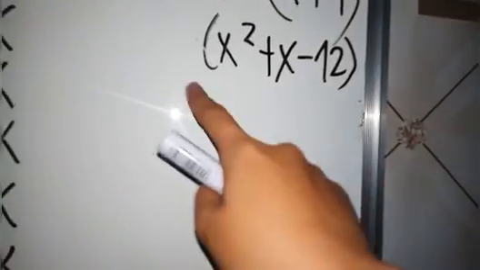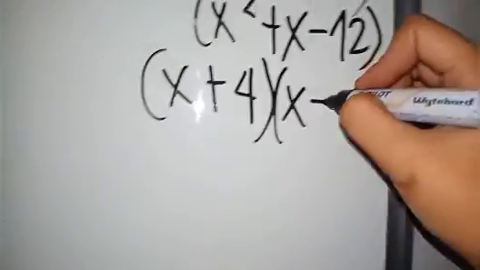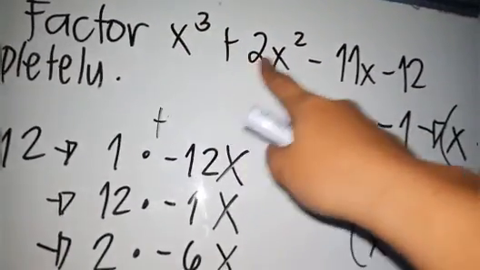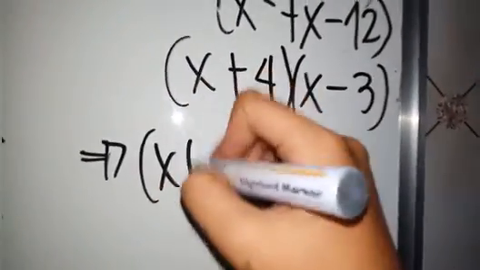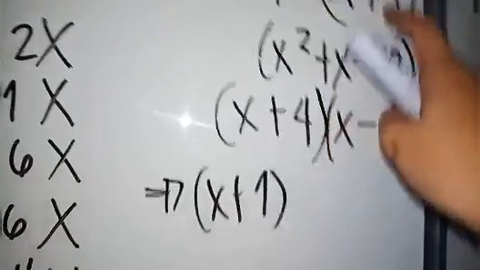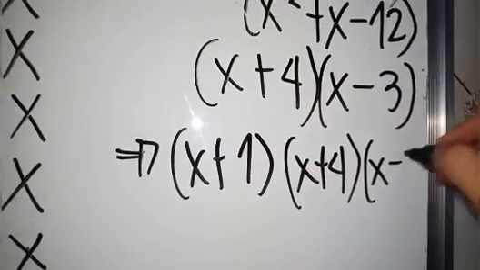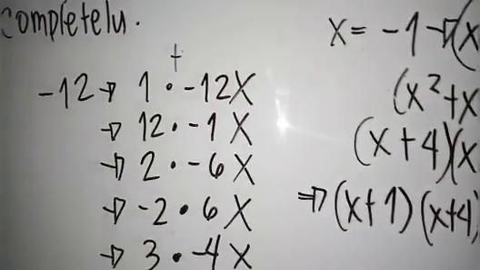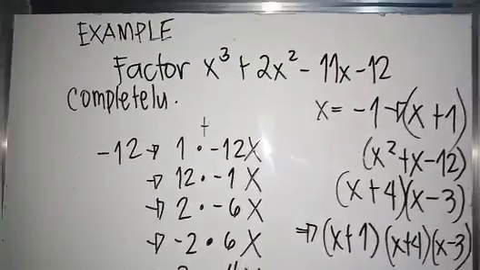Yung factors nito ay magiging x plus 4, then x minus 3. So, masasabi natin na yung factors ng x cubed plus 2x squared minus 11x minus 12 ay x plus 1, which is yung trial and error natin kanina, then x plus 4, and x minus 3. Ganun lang siya kadali. Dito, pwede natin gamitin yung trial and error. Yan yung tinatawag nating factor theorem.